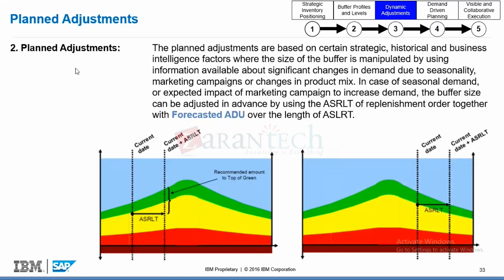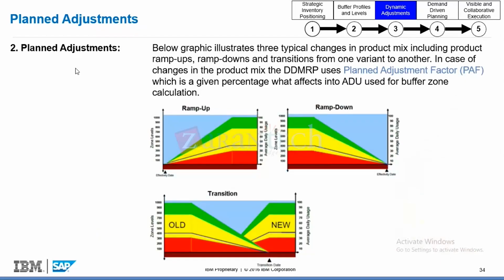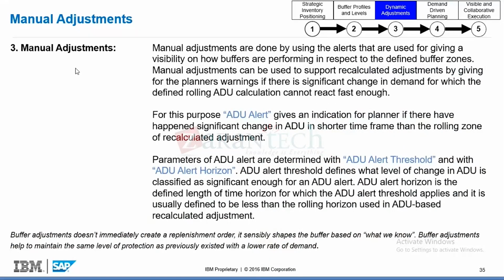Let us see the calculation. And second is a planned adjustment. That is based on forecasted ADU. Third is the manual adjustment. This ADU manual adjustment we do in these Fiori apps. So we have the threshold, ADU alert threshold, ADU alert horizon. These terminologies we'll see.